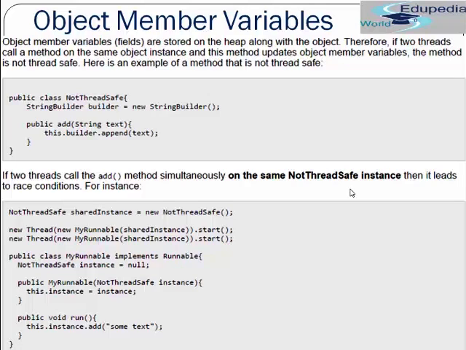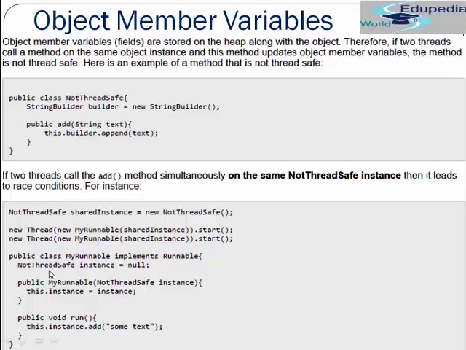So you see over here we have a public class that is creating a StringBuilder object, and this StringBuilder object is used inside the add method. Now if two threads call the add method simultaneously on the same not thread safe instance, it leads to a race condition. For instance, just see this. We have created a shared instance of NotThreadSafe, and both the threads that we have created below are using the same shared instance, and we are calling the run method using dot start.